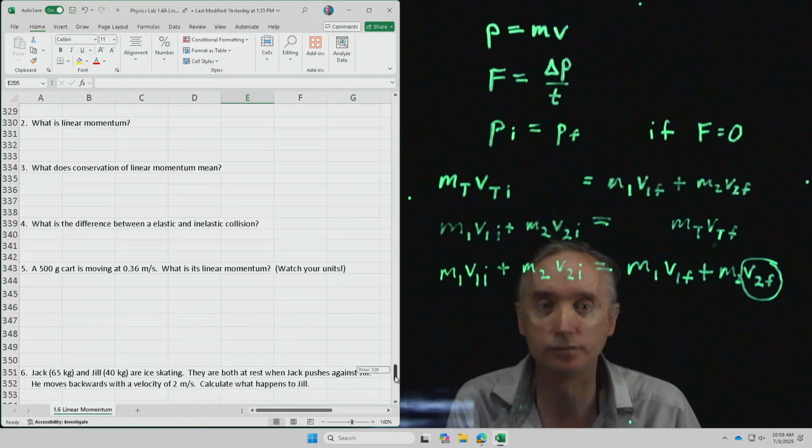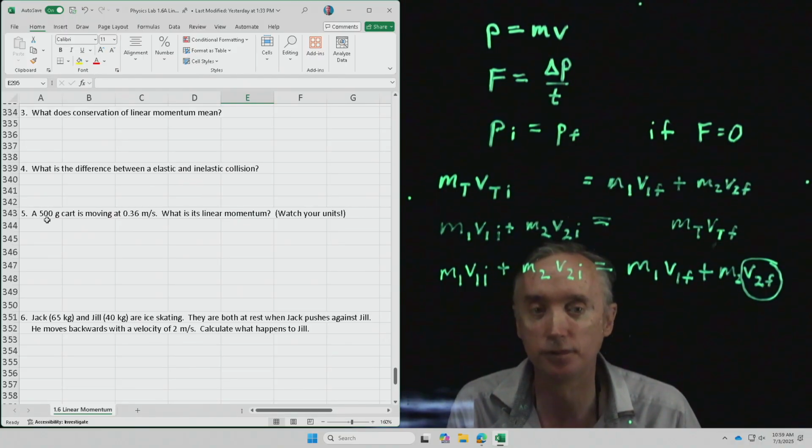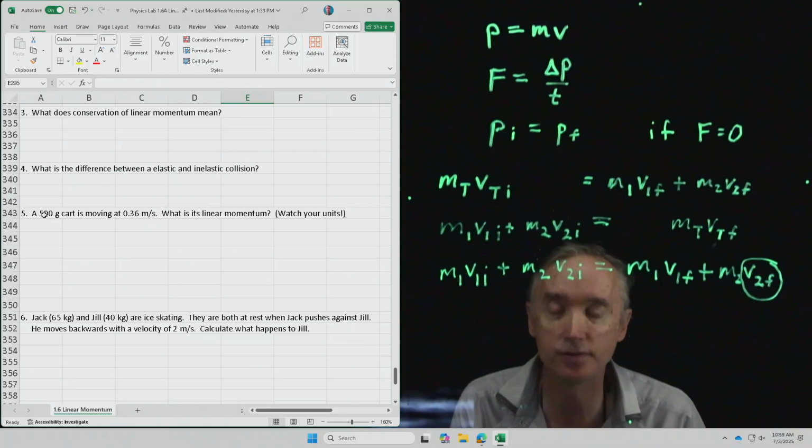Number 5, you have a 500-gram cart moving at this speed. So what is its linear momentum? And then watch the units, because this 500 grams is not the correct unit. So you should know what the official metric unit for mass is. So convert that to the official metric unit before you calculate the momentum.